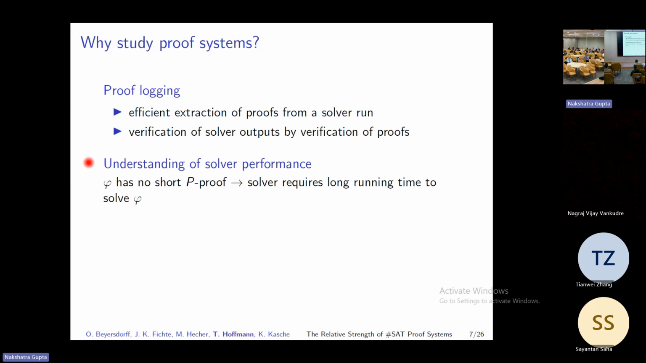A second point that is quite interesting is that we can gain some insights into the performance of the solver. If we have a proof system that is strong enough to extract these proofs efficiently, but still weak enough that we can show lower bounds, then we can use these lower bounds to obtain lower bounds on the running time. Because if some phi has no short proof in our proof system, then we can immediately conclude that the solver won't be able to handle this formula well.